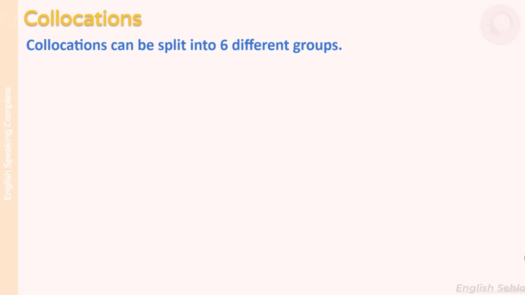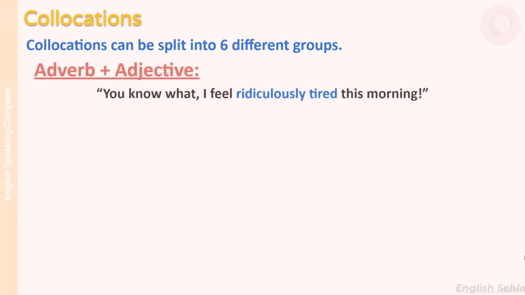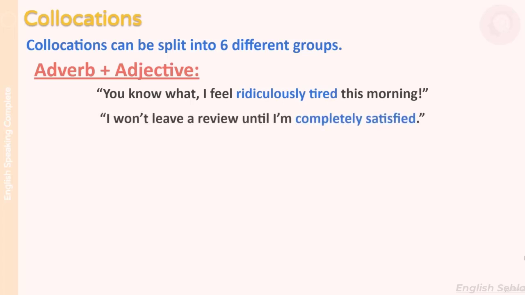Okay, so there's 6 different groups of collocations. This is just so you understand how we group collocations, but as well how they are different from phrasal verbs, because trust me, they are. So we can have adverb and adjective. You know what? I feel ridiculously tired this morning. I won't leave a review until I'm completely satisfied.